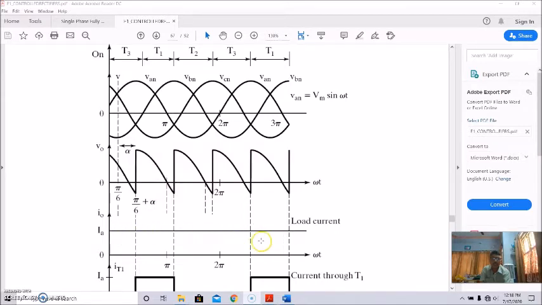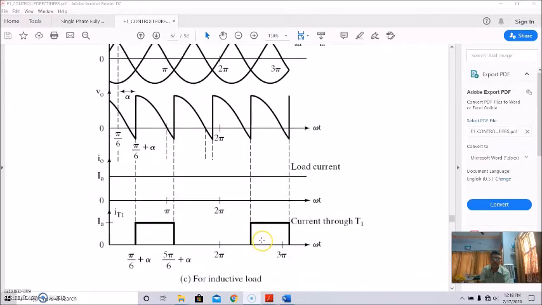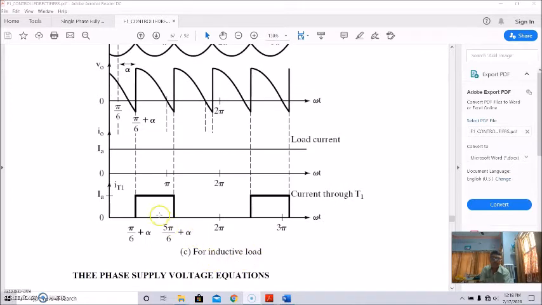So for the A phase, this is the conduction period. This is from pi by 6 plus alpha to 5 pi by 6 plus alpha. That means alpha plus 30 degrees to 150 degrees plus alpha. That is the conduction period of thyristor 1.